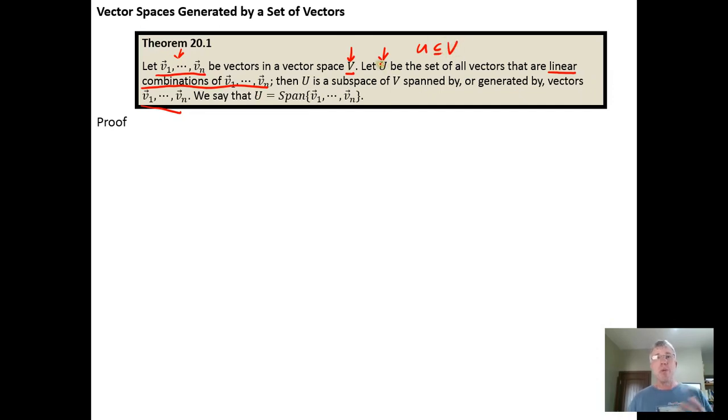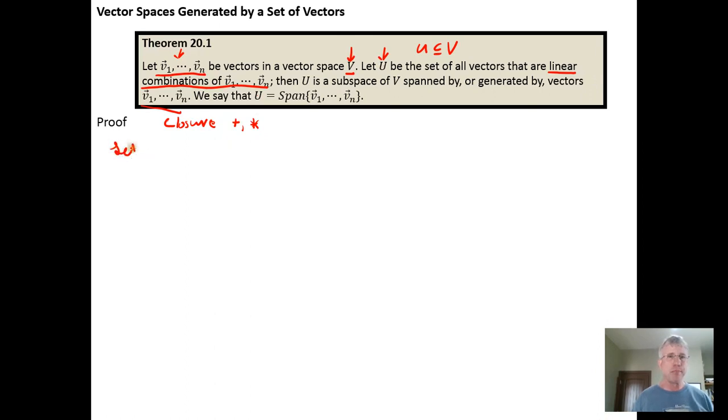And remember that if we have a subset of a known vector space, we just need to show closure to show that we have a subspace or a vector space in its own right. So we need to show closure under addition, and we need to show closure under scalar multiplication. Those are the two things we would need to do. So to show closure under addition, we need two vectors from U, and to show closure under scalar multiplication, we need a scalar. So let's go ahead and construct those things right now.